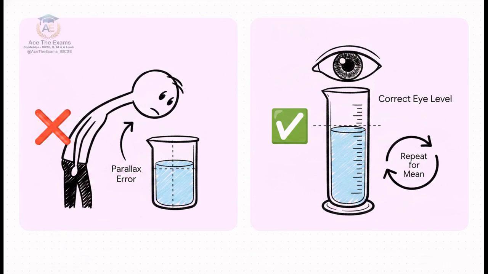It's empty. Notice how the top band answer shows true mechanical understanding. You name the specific error, parallax. You give it scientific action, read at eye level. And you improve reliability, repeat the experiment to find a reliable mean. This is how you secure those top marks.